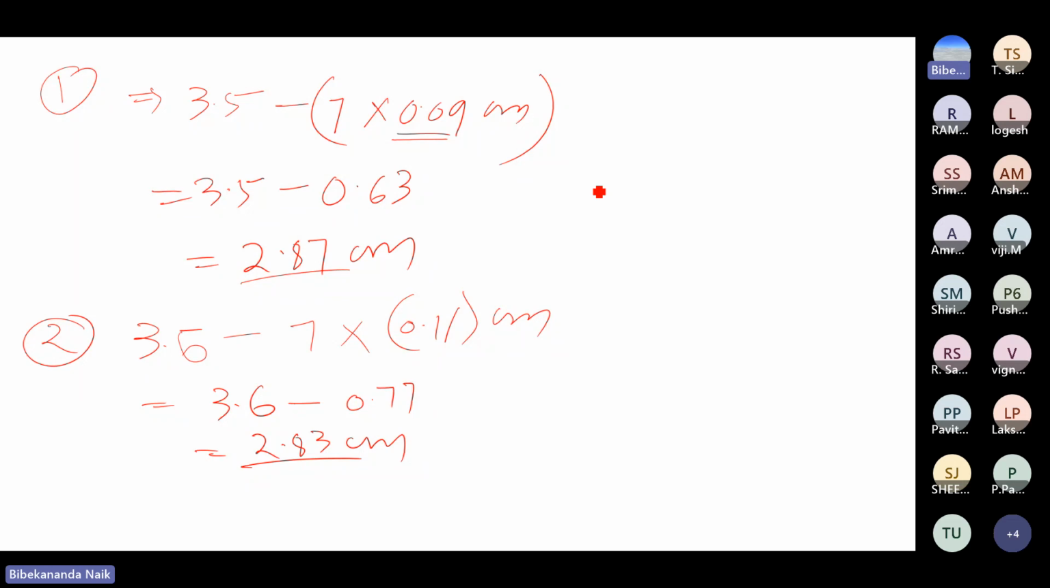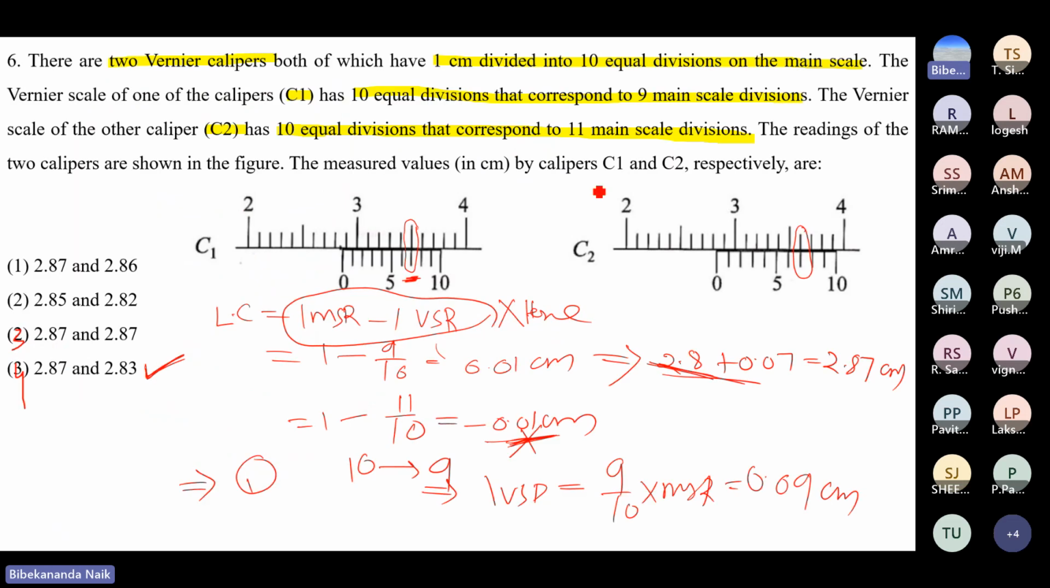So in this question, we are measuring with two vernier calipers. Both vernier calipers have 10 divisions between two numbers, that is, 1 centimeter is divided into 10 divisions, but the vernier scale has different calibrations. For C1, 10 divisions of the vernier scale correspond to 9 main scale divisions, and in case of C2, 11 main scale divisions correspond to 10 vernier scale divisions.